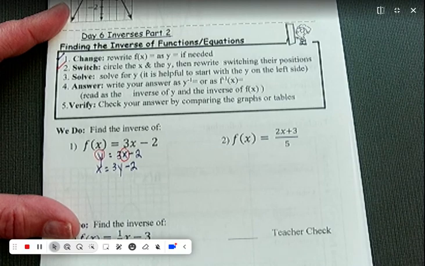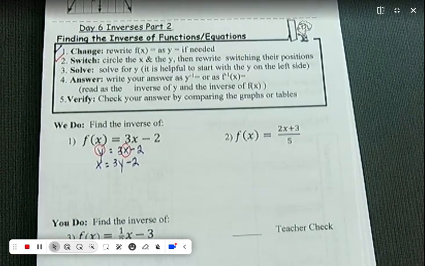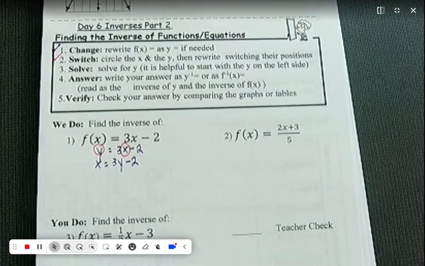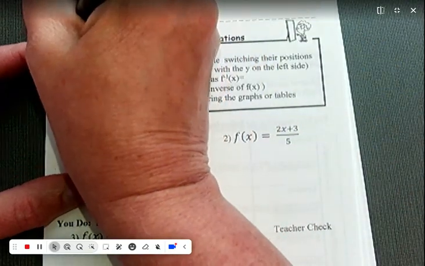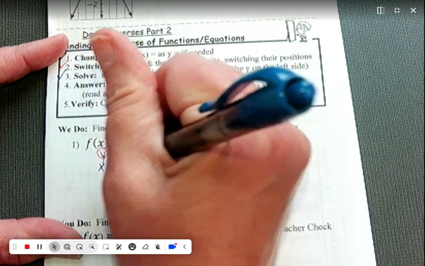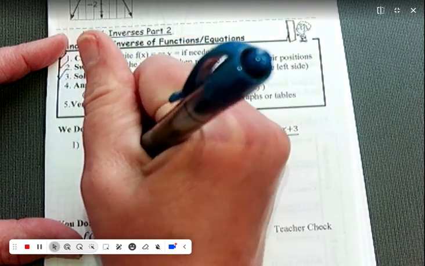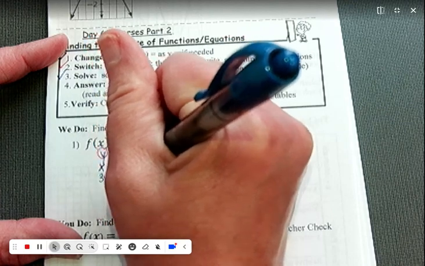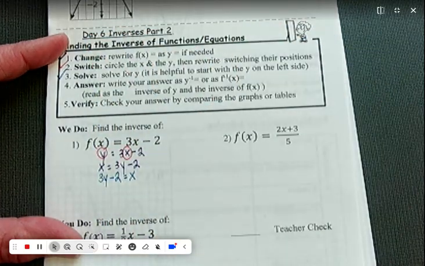So my next step is to solve. And so when I solve, it says it is helpful to start with the y on the left. So what that means is we're just going to go ahead and switch sides. So I'm going to put the 3y minus 2 on the left and the equals x on the right. That's really helpful for people.